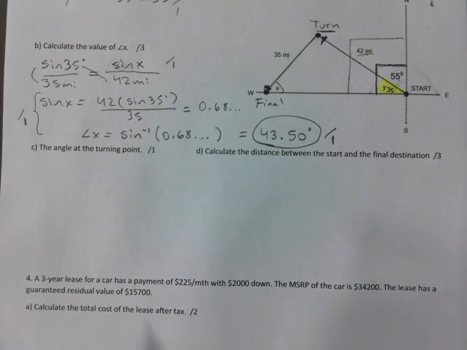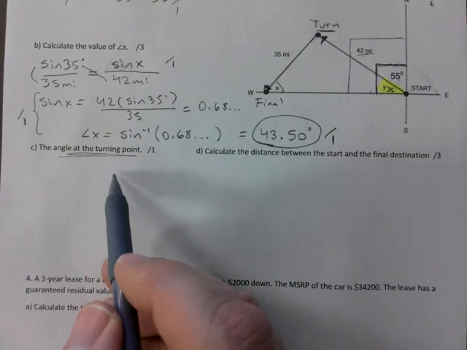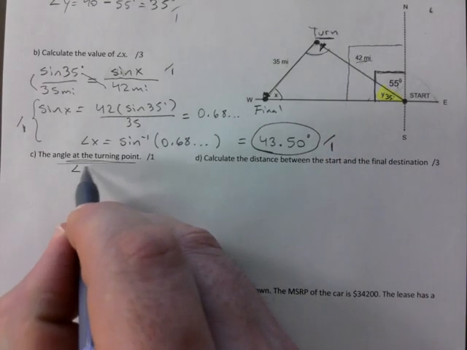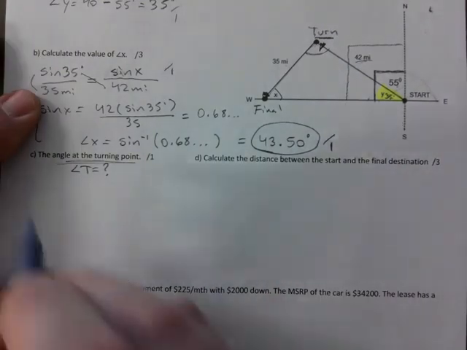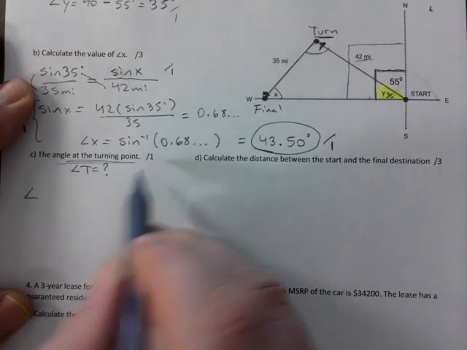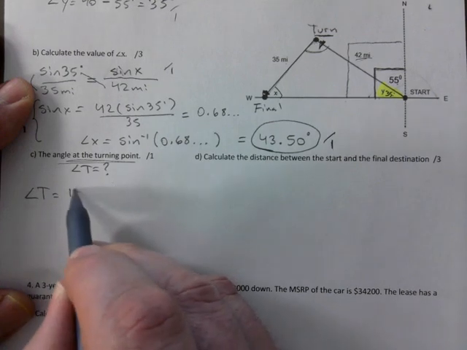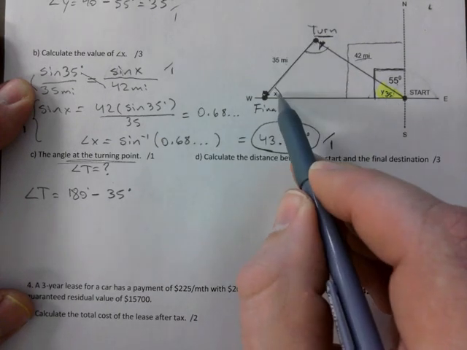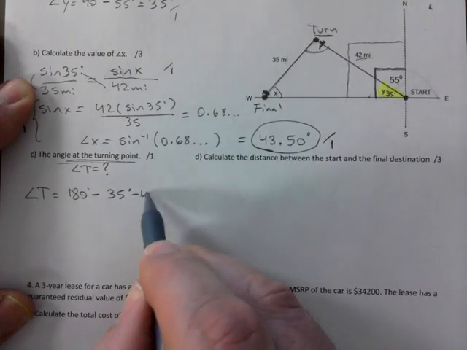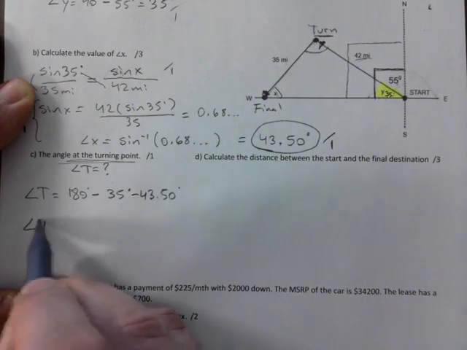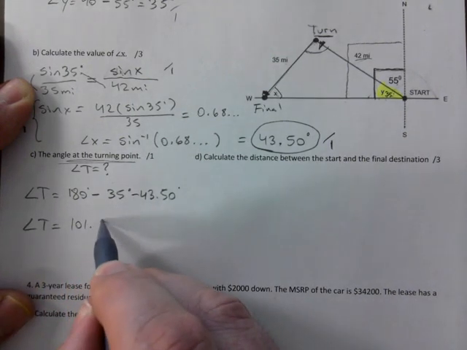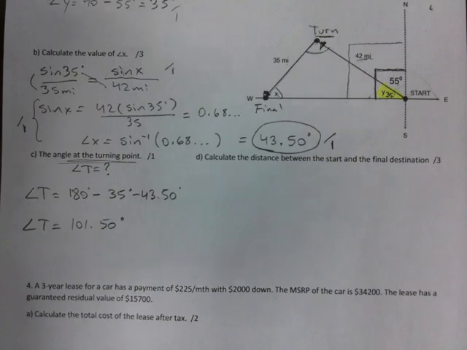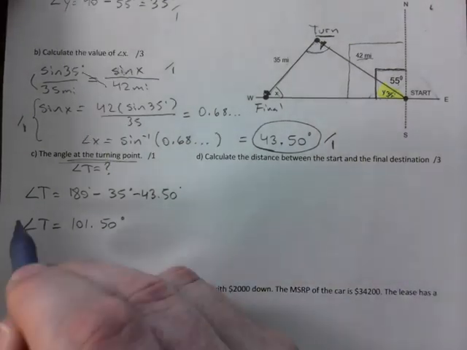Okay, keep going. The angle at the turning point. So we want this, right? Angle T, if you want to call it. Angle T, what is that? Well, this one is only worth 1 mark. I don't know if you noticed that. That should be a giveaway. So I'm going to go 180 minus the 35, minus this 35, minus the second angle that I found. And you get 101.50. So there it is.